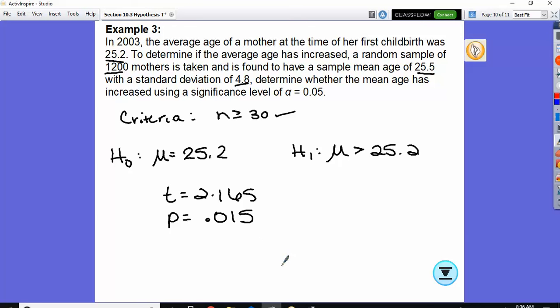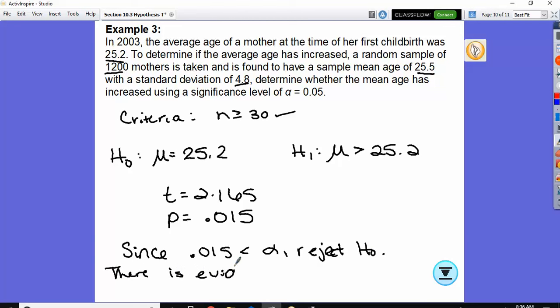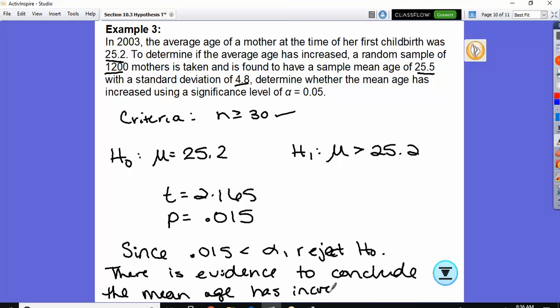So would I reject or fail to reject? Reject, since my probability is smaller than alpha. Reject the null. There is evidence to conclude the mean age has increased. Okay.